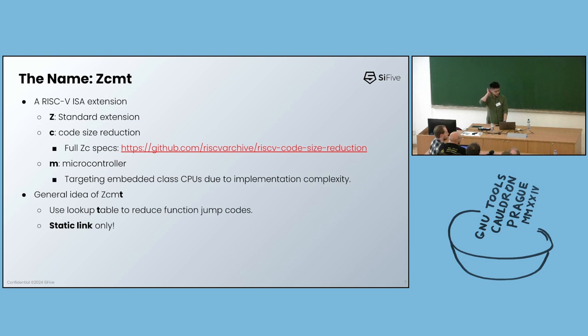And the T here is the table. The general idea of Zcmt is that we use a lookup table to reduce function jump calls. Please note that all this work only works for static linking.